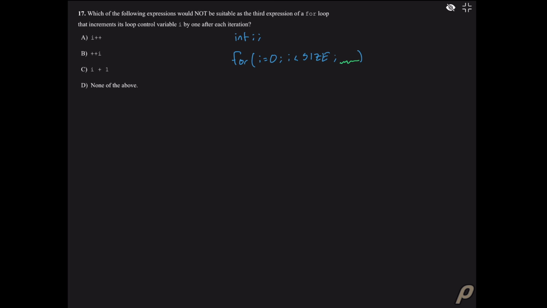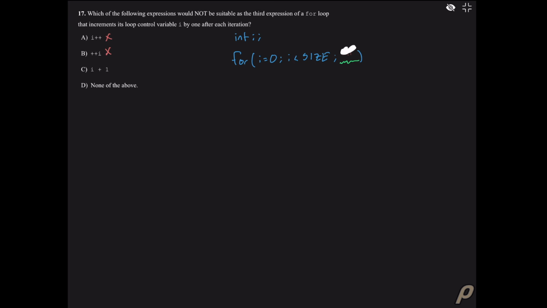So the possible increments are I plus plus, which is the most common one used. So we know that that is in fact valid, and not the correct answer. And then the next one, plus plus I. This is effectively the same as I plus plus in a for loop, because the increment happens at the very end of the for loop. So whether you do I plus plus or plus plus I has no effect on how the for loop behaves. So this one also works.